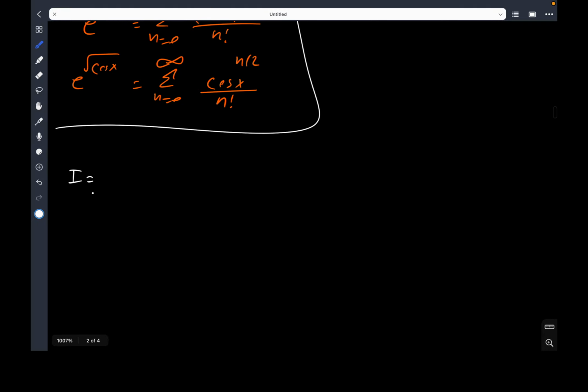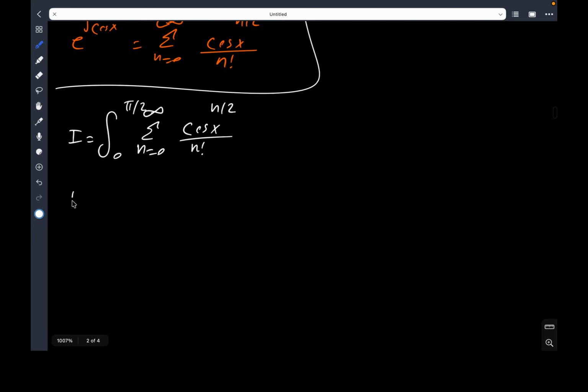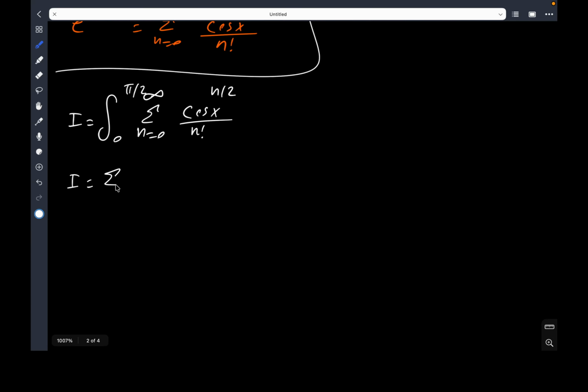I can say it's the integral from 0 to pi over 2, the infinite sum from 0 to infinity of cosine x to the n over 2 over n factorial. And I equals the infinite sum from 0 to infinity of 1 over n factorial, the integral from 0 to pi over 2 of cosine of x to the n over 2 dx.